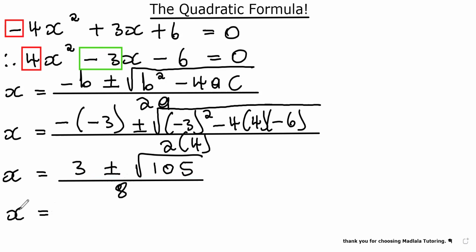Then now it's time for me to separate my solutions. I have 3 plus the square root of 105, which is divided by 8.